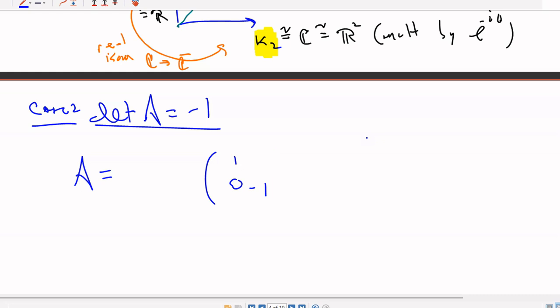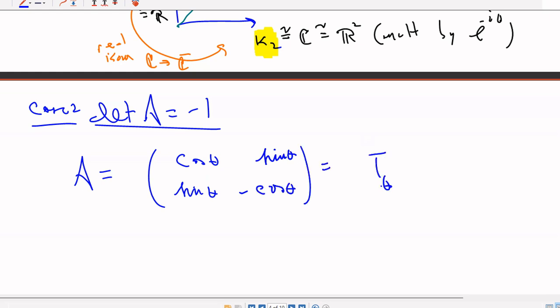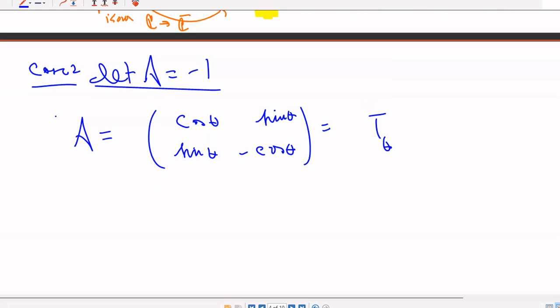Well, first of all, A is going to be different. It's going to look like this. It's going to have a negative determinant, so it's going to be cosine theta, sine theta, sine theta, negative cosine theta. I'm going to call this T theta instead of R theta. That's what it's going to look like. Wait, shouldn't it be sine theta, negative cosine theta? Oh, it is. I'm sorry. You can switch the rows. Okay, so if I write this out, let me just write out what I have in my notes. It's a little weird.